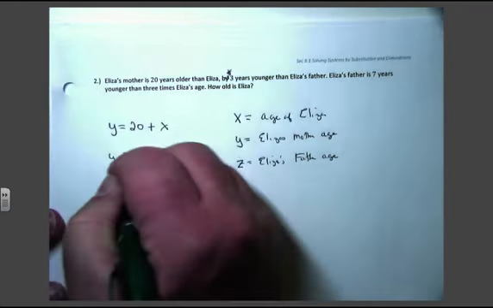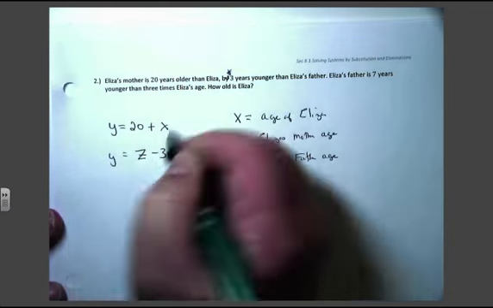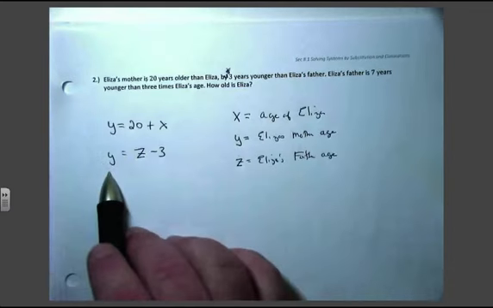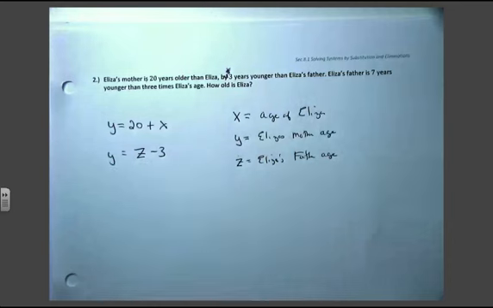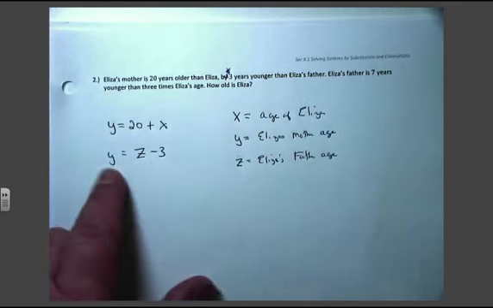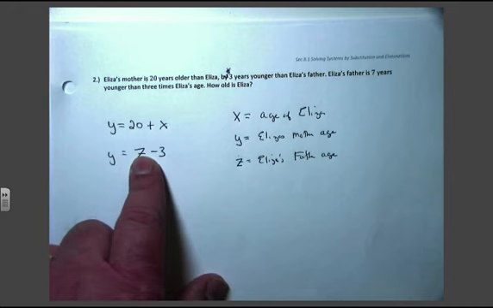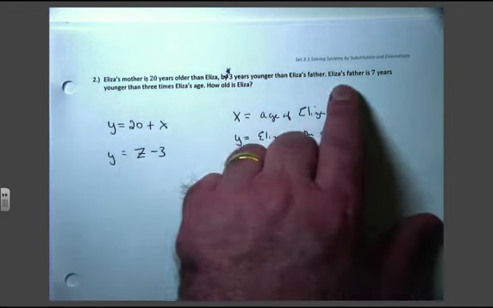Y is equal to z minus 3. Liza's mother is 3 years younger than her father. Does that make sense? The father is z, so that's z minus 3. Does that make sense so far? To figure out Liza's mother's age, you take the father's age and subtract 3, because the father is older. Okay, let's keep going.